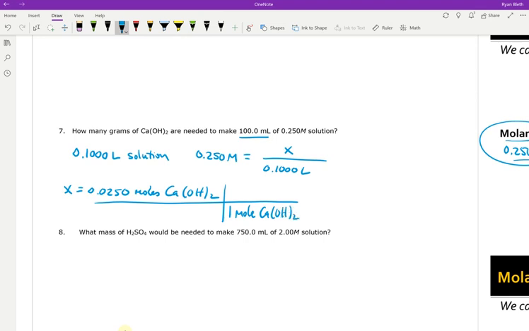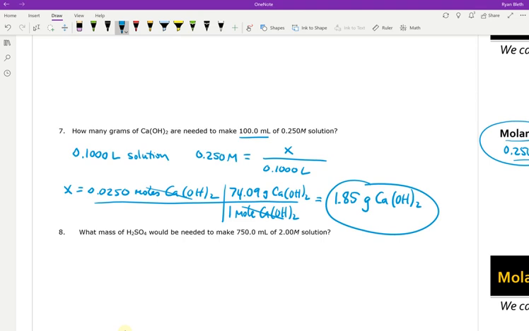We go to the periodic table, we add up calcium hydroxide. You can do that if you wish. You should get 74.09 grams of calcium hydroxide makes 1 mole. And if you multiply that out, moles will cancel moles, and we'll have grams, right? Take a moment if you need to with your calculator, or if you want to just trust me here, 1.85 grams of calcium hydroxide would be needed to prepare the solution they're describing.